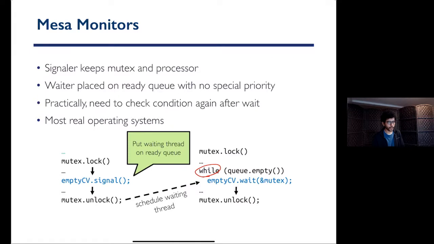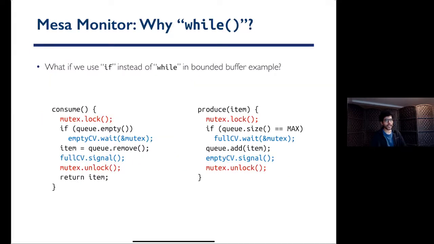Now let's see why. Let's look at the example we just implemented with monitors, in particular the consumer producer example. This is the code. If you remember, these were while. Now I changed them to if. So instead of having while, let's put if, and let's see what happens. With Mesa implementation, let's see why this is a bad choice.